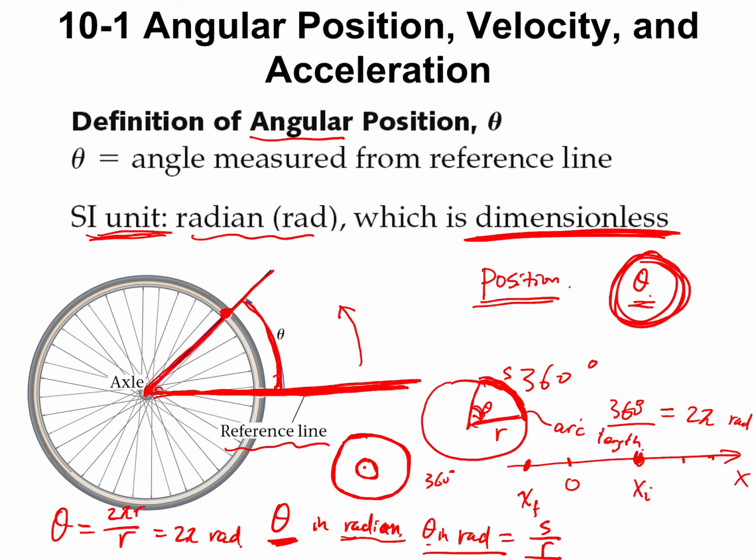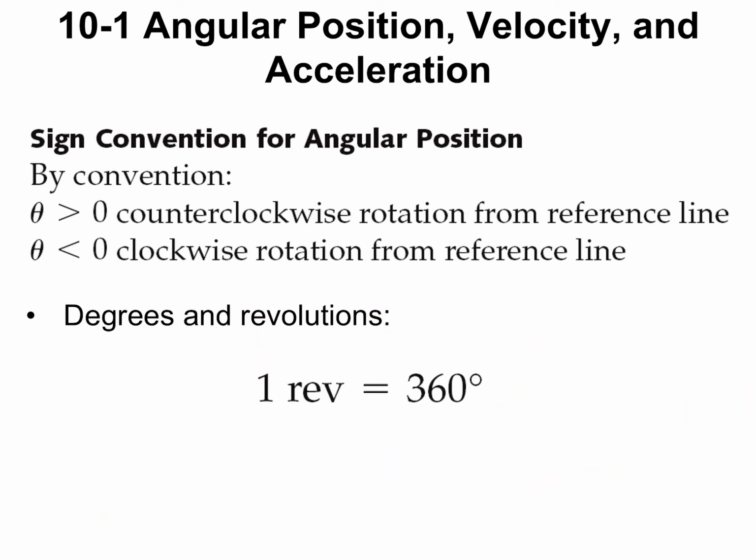Okay. So if we want to convert degrees to radians, 360 degrees equals 2 pi radians. So 1 degree equals 2 pi over 360 radians, and 1 radian equals 360 divided by 2 pi degrees. Okay, so that's how you convert radians to degrees. All right, so this slide tells you basically how we describe that.